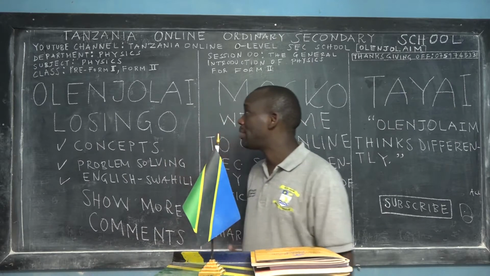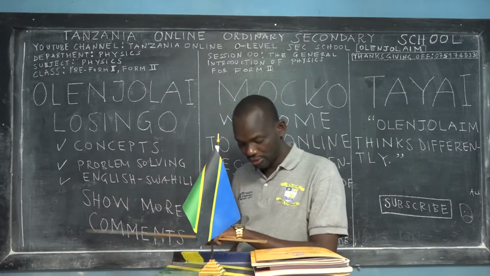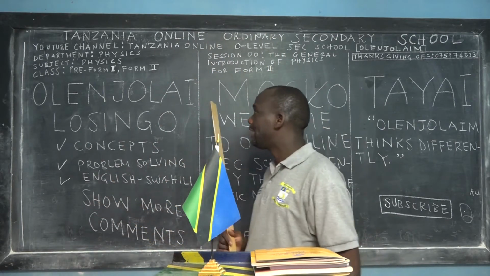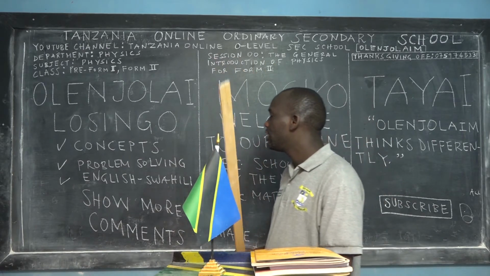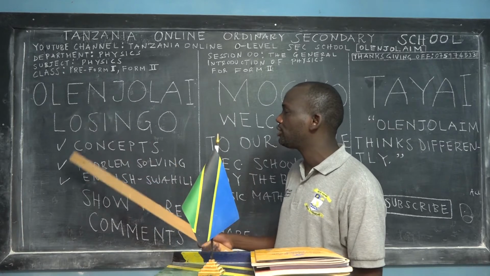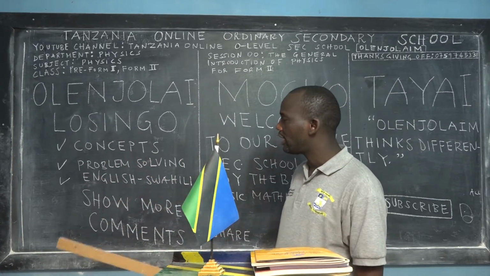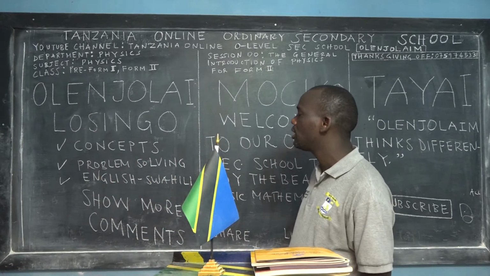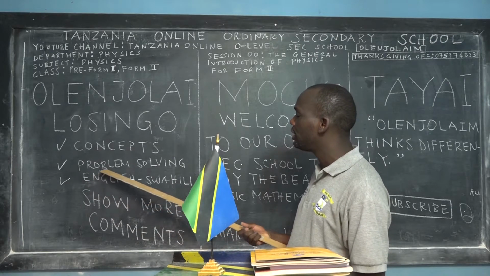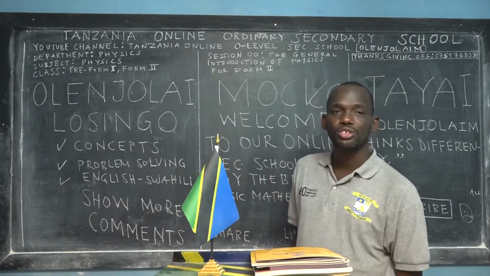So we have 3 departments: departments of physics, departments of chemistry, and departments of basic mathematics, right? Again, I would like to explain to you shortly what I have written on the blackboard. We'll be teaching you concepts in this channel. We'll be teaching you how to solve problems, but this is only for the format. We teach in English and also by using Swahili.